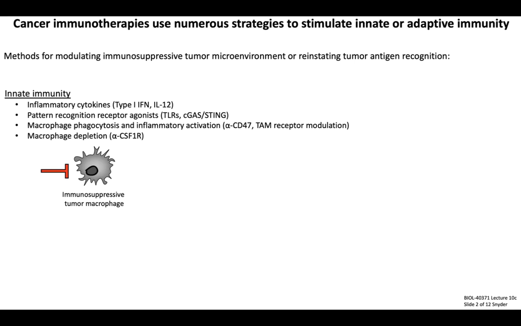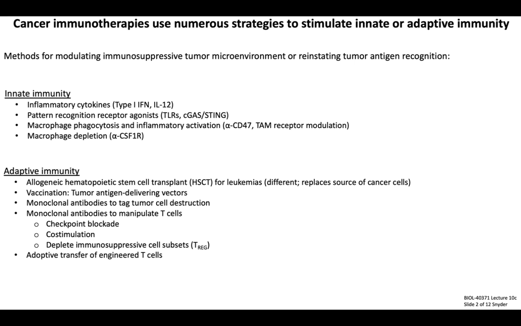Monoclonal antibodies can also be used to deplete macrophages through the mechanisms that we discussed in week 6, although most of these don't have great specificity for tumor macrophages themselves, and so they can still affect other macrophage populations throughout the body. For the sake of time, we won't discuss much more of these innate immunotherapies, though you have the option to do some reading on these for the discussion prompt this week if you're interested in learning more.